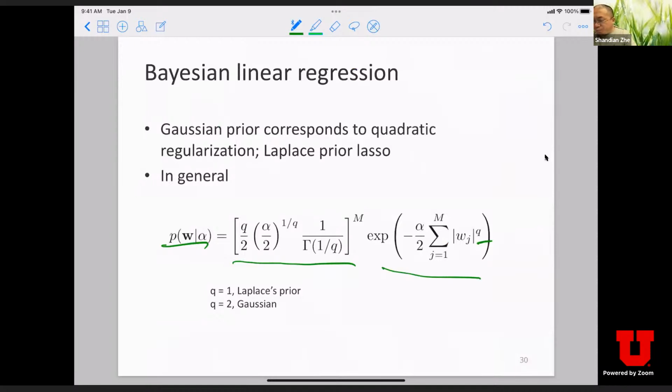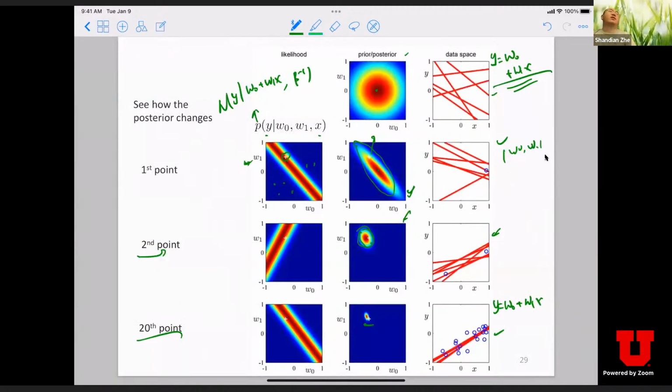When Q equals 1, which corresponds to the L1 regularization, this prior is called the Laplace prior. When Q equals 2, you see that this is essentially a Gaussian prior. For the Gaussian prior, it is very easy to derive the closed form of the posterior distribution of the weights. But for the Laplace prior, there is no closed form of the posterior of the weights. So if you want to do a similar analysis, you have the approximate posterior, say by Markov chain Monte Carlo sampling or another approximate inference technique.